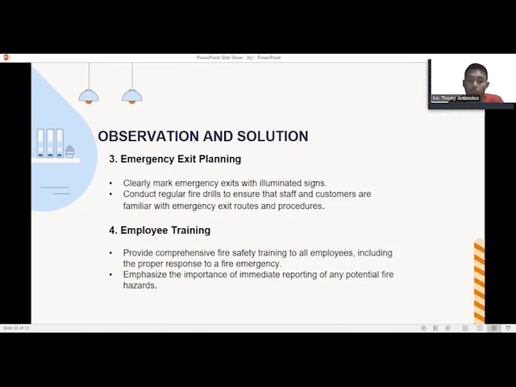Number 4. Employee training. Provide comprehensive fire safety training to all employees, including the proper response to a fire emergency. Emphasize the importance of immediate reporting of any potential fire hazards.